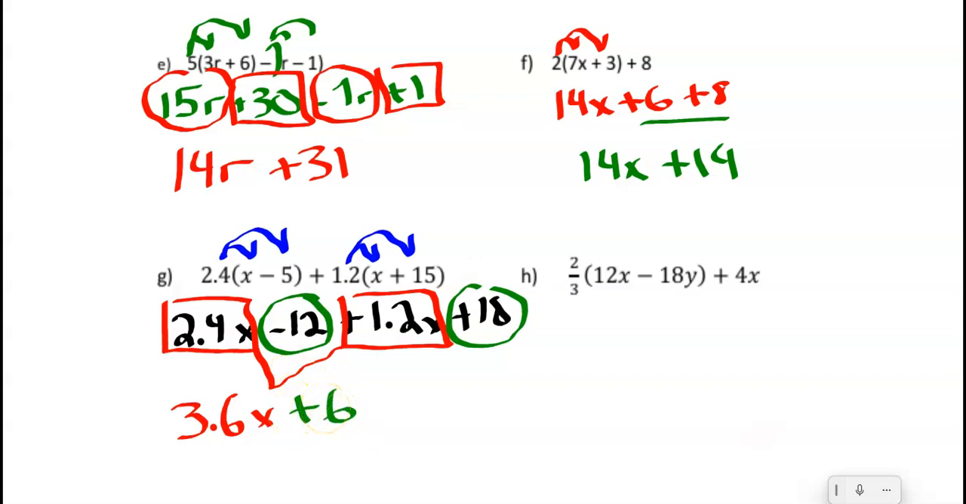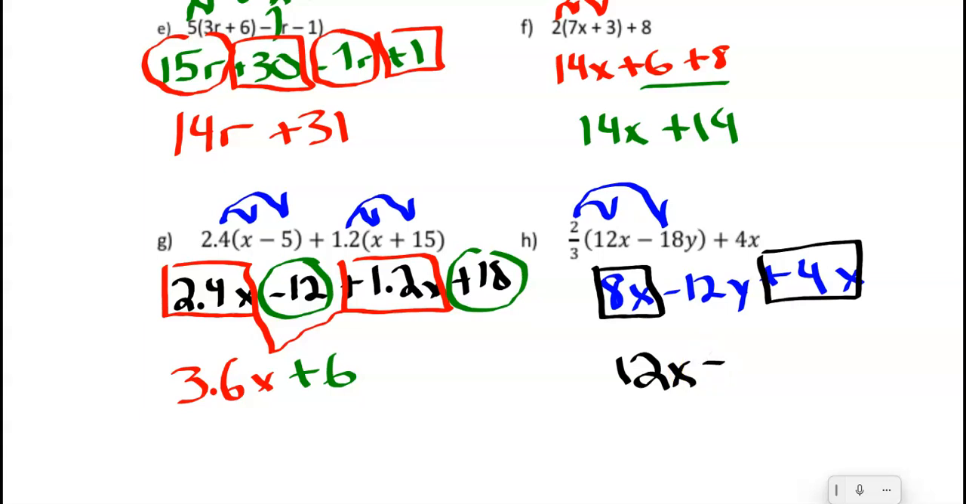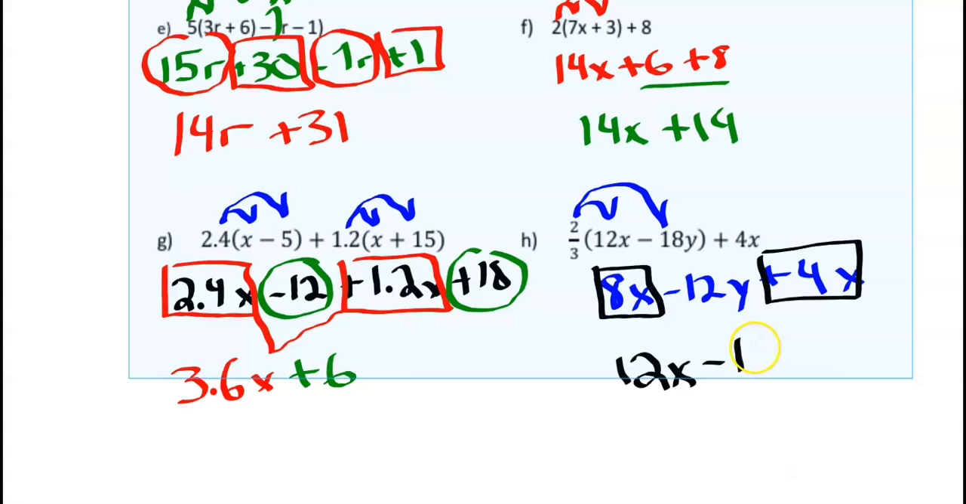This time, instead of distributing the constants, we're distributing the fraction. Let's go ahead. 2/3 times 12x, 2/3 times negative 18y. Now, something that can be tricky about this question once you've applied your distribution is realizing that you're not done. This term has an x attached to it. This term also has an x attached to it. When I combine them, I get 12x. And I simply bring down my minus 12y. And that's it.